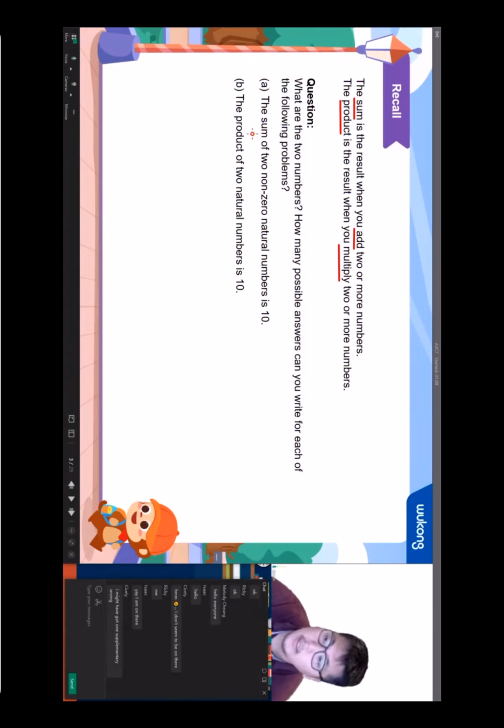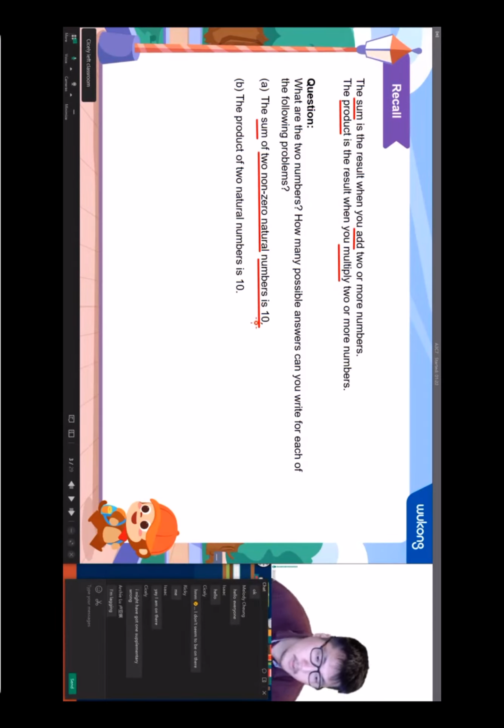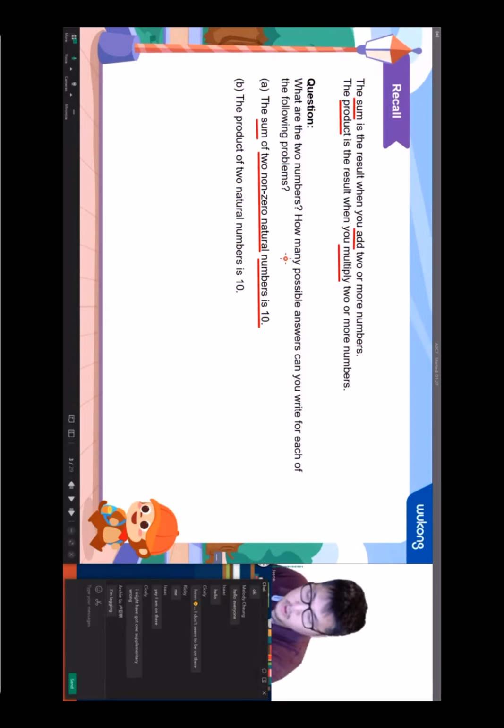problems? So question A, the sum of two non-zero natural numbers is 10. So that means you can't use 0, guys, okay? And counting numbers only, like 1, 2, 3, 4, 5, 6, 7, 8, 9, 10. Okay? So, any suggestions, guys?